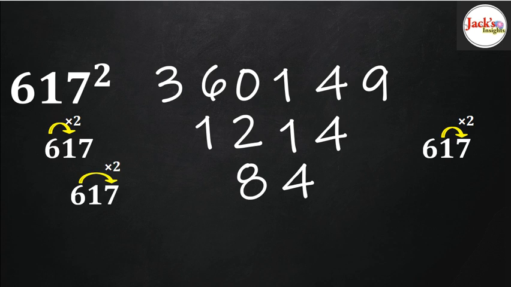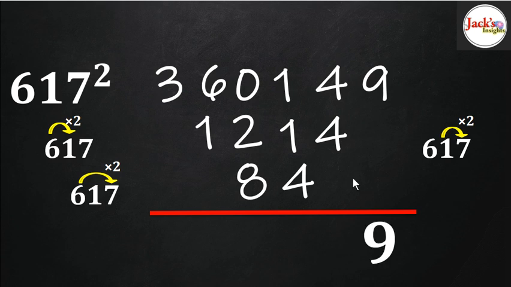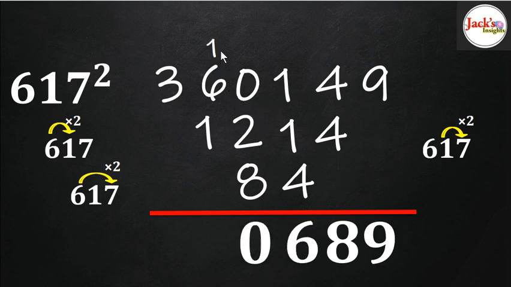So get the sum. We bring down 9, and 4 and 4, that is 8. 1 plus 1 plus 4, that is 6, and 2 plus 8 is 10. Carry 1. So 1 plus 6 plus 1, that is 8, and then bring down 3. Okay? So we have the square of 617, 380,689.